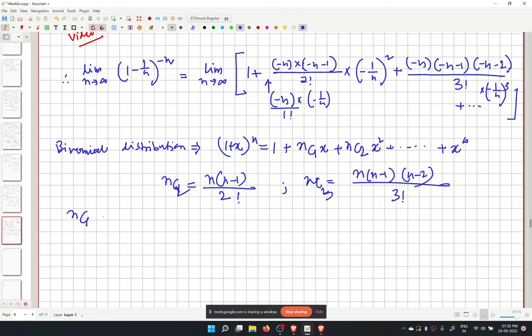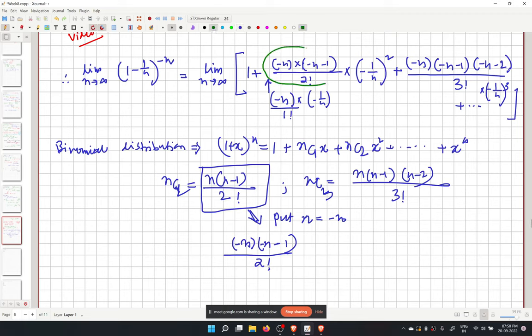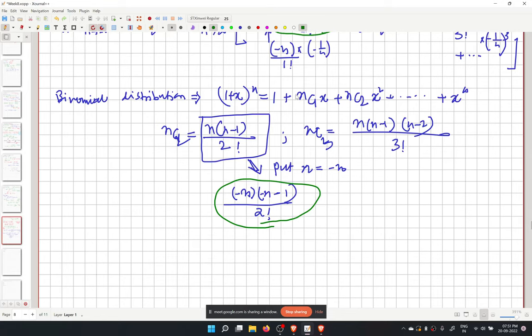nC1, nC2, these are actually defined only for positive n. Since we are dealing with a negative number here, we are going to use the form on the right hand side and put n equal to minus n. That is how we are going to get the term minus n times minus n minus 1 by 2 factorial. So that is just a small derivation of how this is coming.